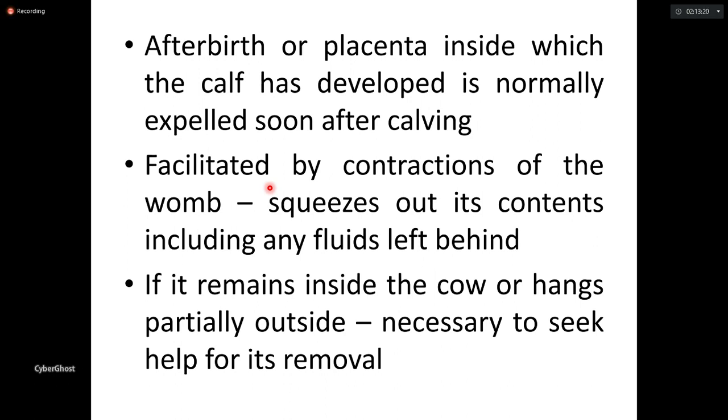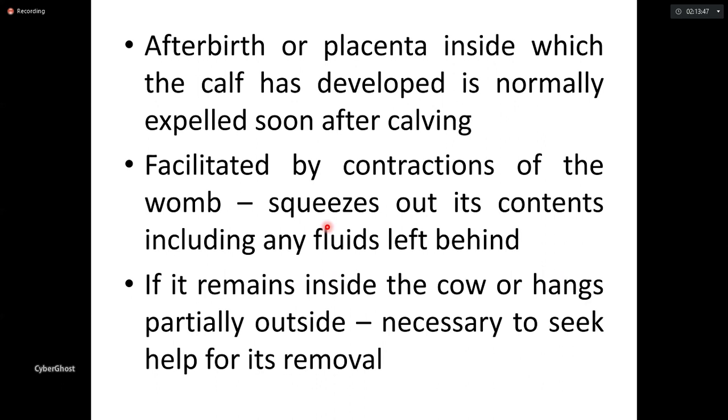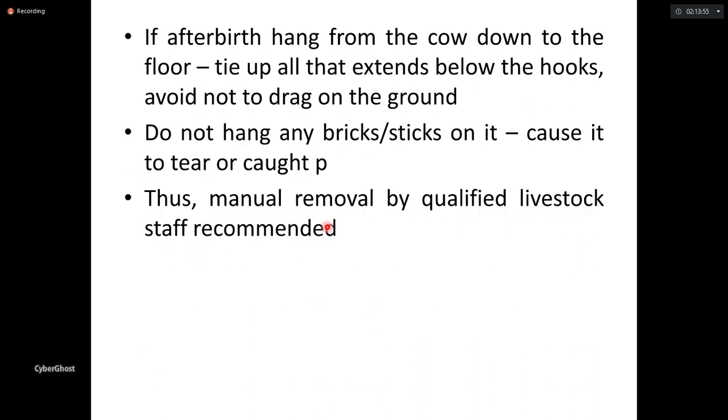What happens is, basically due to the contractions of the womb or the uterus, that content is expelled or squeezed out of the body of the animal. But sometimes it can remain or be retained inside the cow, with a part of that section hanging out like this. That is called a retained placenta. Under those situations, we have to provide some help for the animal to remove that from the body.